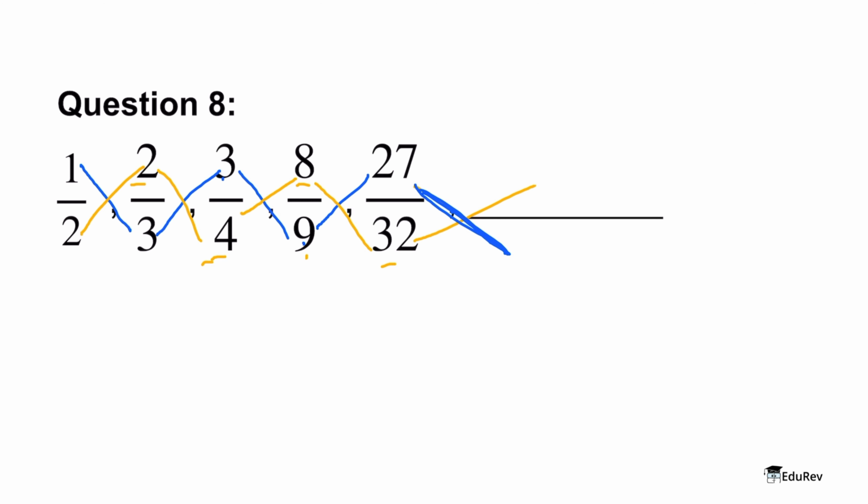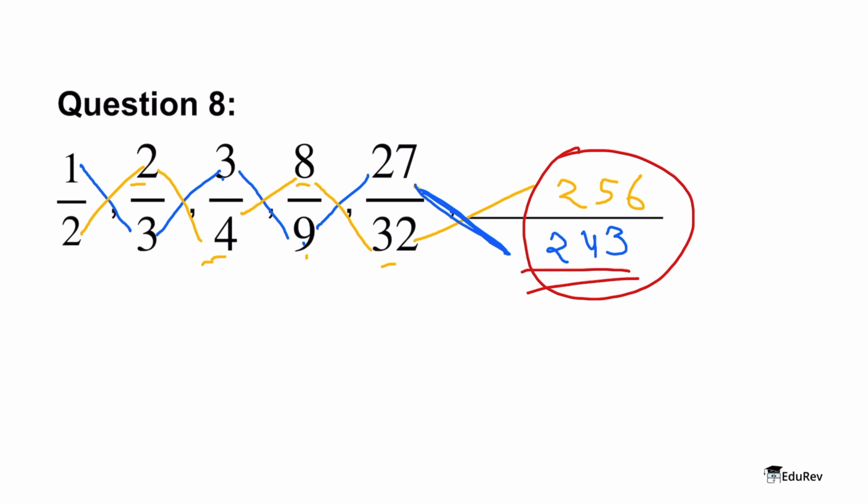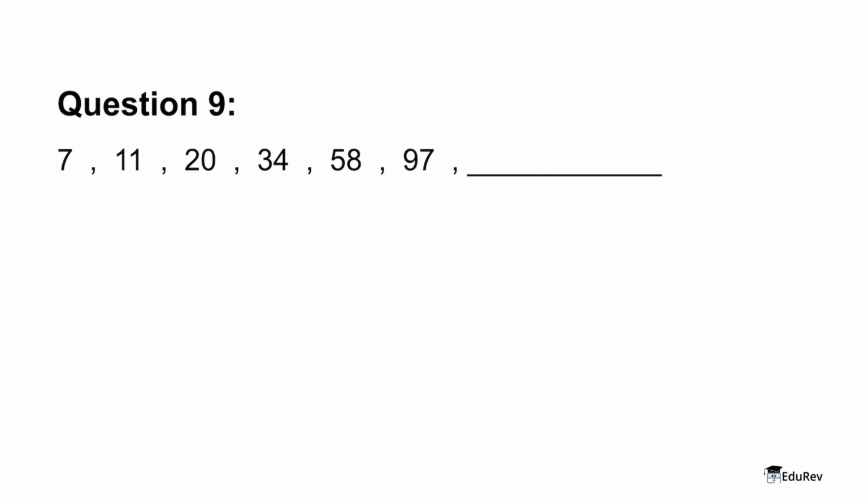So what is basically 8 into 32? So 8 into 32 is 256. And what is our denominator for this? 9 into 27, which is 243. So here the correct answer is 256 by 243. Right, so it was a fairly simple question on fractions, but again these type of question can also be asked, and a different logic could have been put here. But you can see it was a very clear logic here, and I'm sure that all of you have already solved this question. Now let's move on to question number 9.